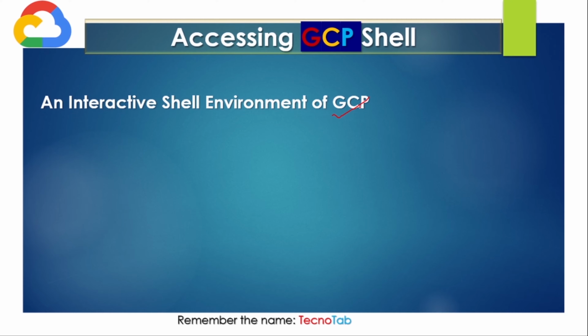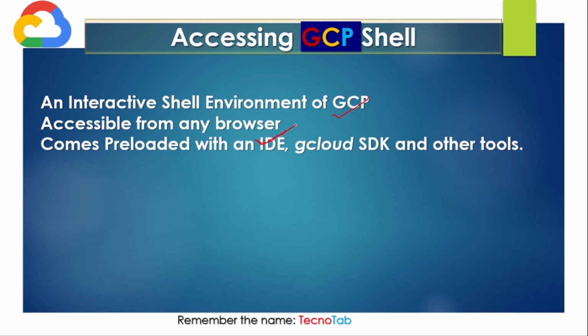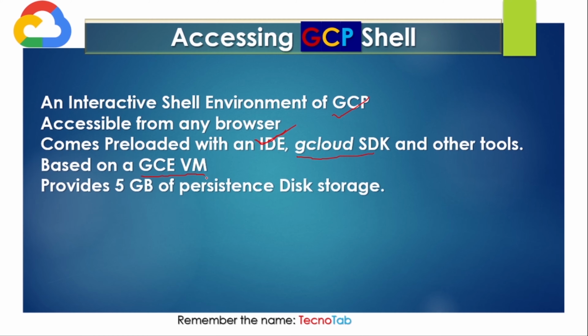So this GCP shell is a very interactive shell environment that allows you to perform all the tasks that you can perform with the CLI, right? And it is accessible from any of the mainstream browsers like Firefox, Google Chrome, Internet Explorer, and basically all the browsers you can see. And it also comes with the preloaded G-Cloud SDK. So you don't have to install anything else, and it is based on the GC VM. You can imagine that whenever you launch a GCP shell, it will start a VM for you, and the size of that VM will be around 5 GB. That is a lot of space for performing this kind of task.